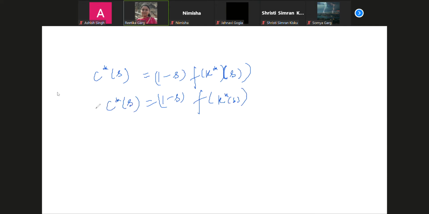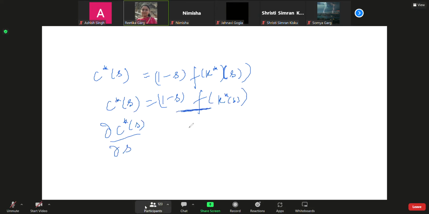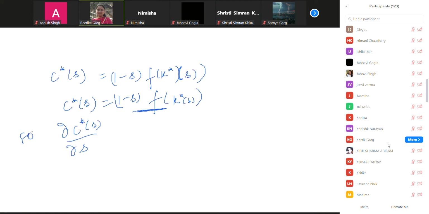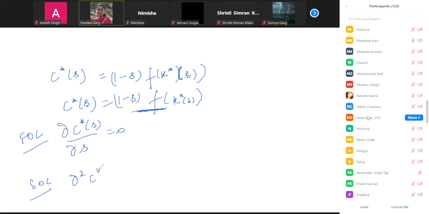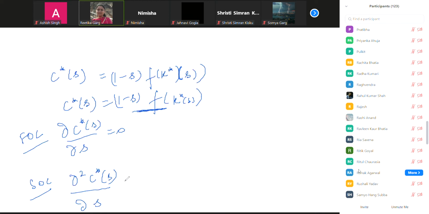So mathematically, how would you derive this? You will differentiate this C star with respect to S, and you will try to find the point of maxima of this function. The first order condition would say that this should be equal to 0, and for the second order, you will ensure whether you're looking for a maxima or not. So the second derivative of C star with respect to S. What should be the sign here for a maxima to be obtained?